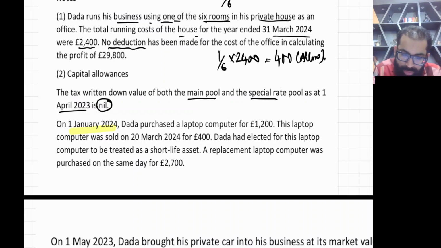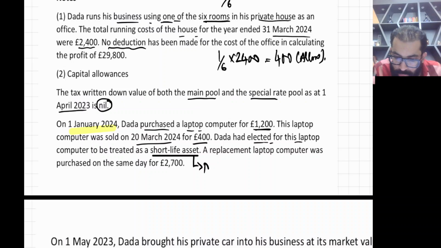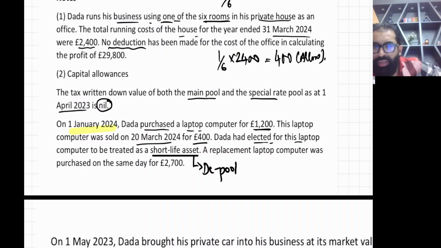On 1st January 2024, Dada purchased a laptop computer for £1,200. Listen, the laptop computer was sold on 20th March 24. It means within 3 months. Dada had elected for this laptop computer to be treated as a short life asset. Yes. So you have studied that for short life assets we have a depooling option available, and whenever we do election for short life asset, that means it is depooled. And whatever asset is depooled, whenever we sell those assets, we get immediate balancing adjustment.